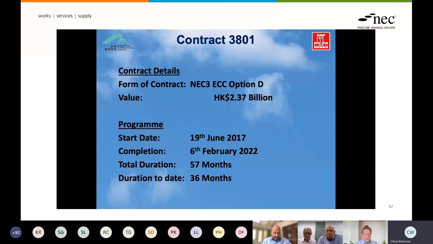Daryl will be joined by Mr. Victor Wu, who's Deputy General Manager of China State Construction Engineering Limited, who are the contractor on the project. Victor's a chartered engineer with more than 38 years of experience in project management for large multidisciplinary infrastructure projects, both in Hong Kong and mainland China.